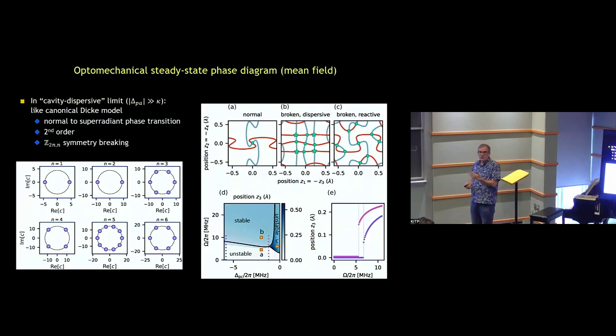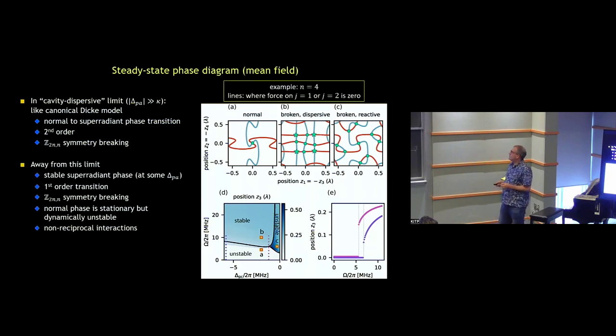There's always a steady state. There's a phase transition from a normal phase to a superradiant phase. The phase transition is second order. There's something interesting about the superradiant phase because it breaks a higher than Z2 symmetry. It breaks this Zn or Z2n symmetry. That's interesting, but there's nothing dramatically different about the model.